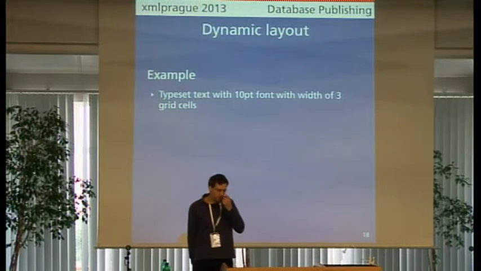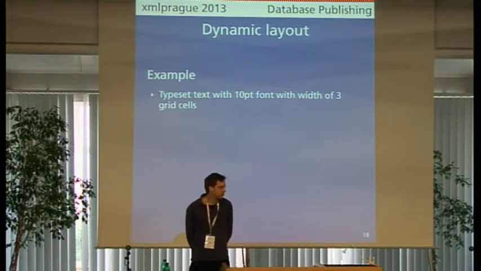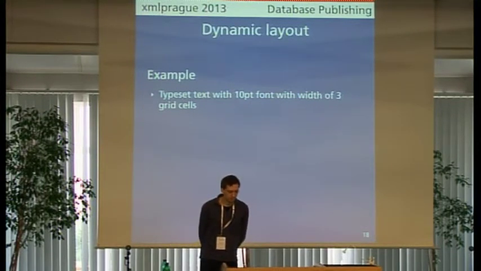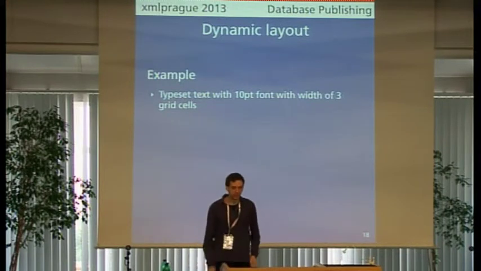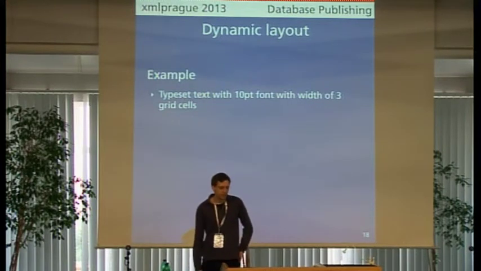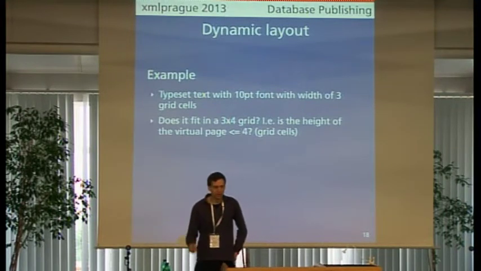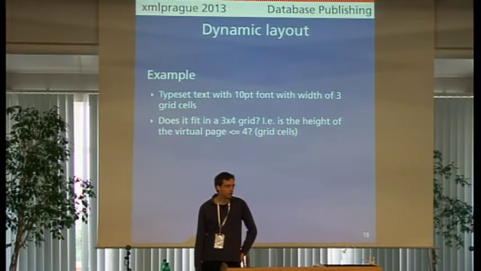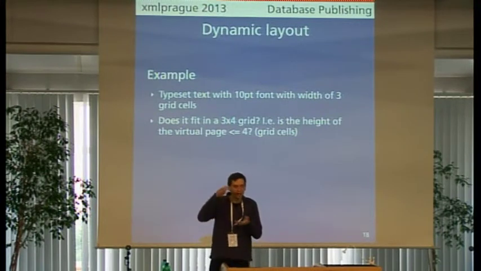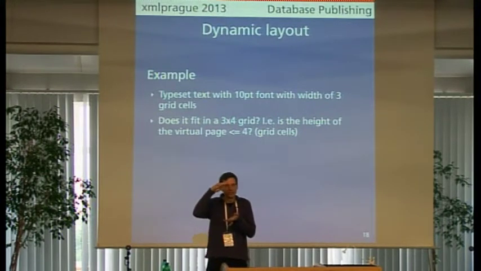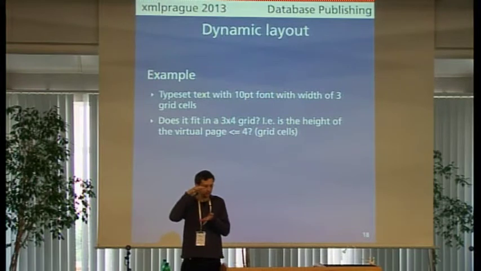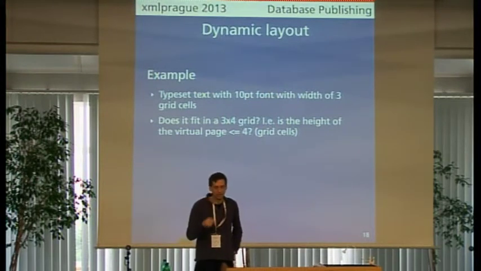OK, first I would typeset the text in 10-point font with a width of 3 grid cells, as I've shown before. And now I query the renderer. I talk to the renderer. Does it fit in the 3x4 grid? So is the height of the virtual page less or equal than 4, which is in grid cells?